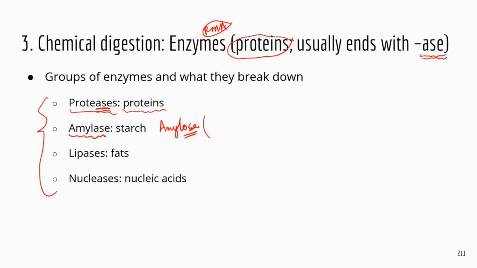So usually sugars, carbohydrates, sugars are a type of carbohydrates. So the words usually end with OSE. For example, lactose, milk sugar, right? So that's milk sugar, and you can see it ends with OSE. So amylase is the enzyme that specifically breaks down amylose. Amylose is a type of starch.